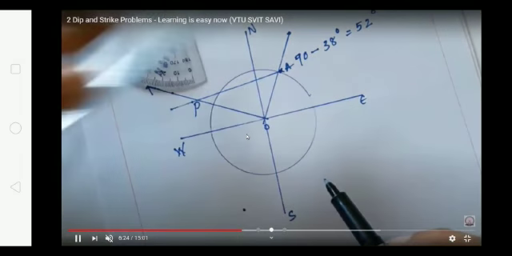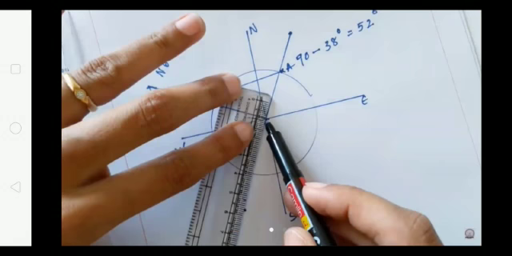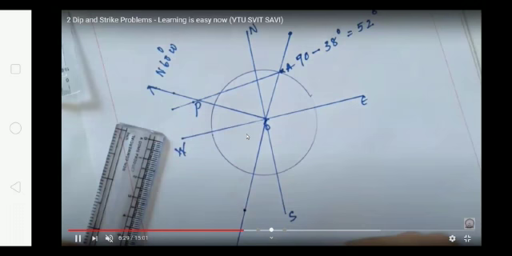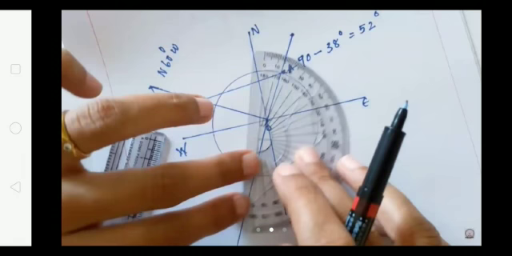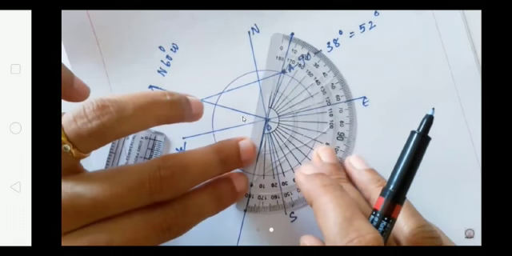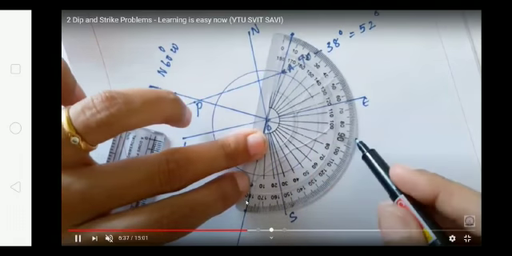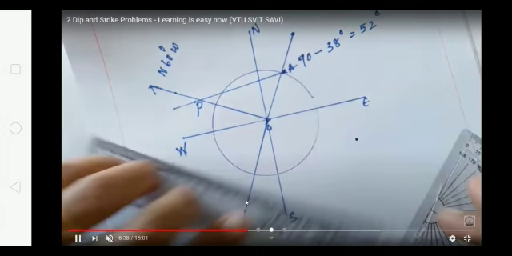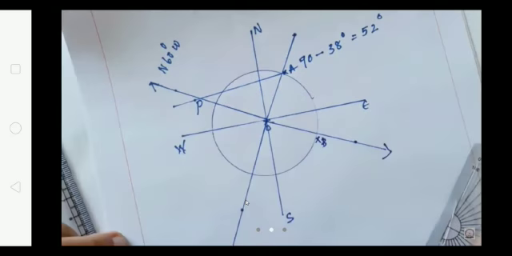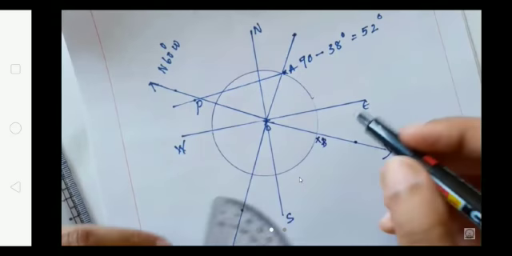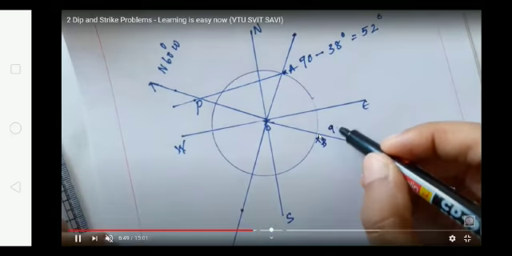Then draw a line. Then again follow the same procedure. From O you have to draw a perpendicular. Keep the protractor at O. Draw a perpendicular to the line you have just drawn. Then mark it at the circle. Better you don't cut till the circle, you just draw the perpendicular line.